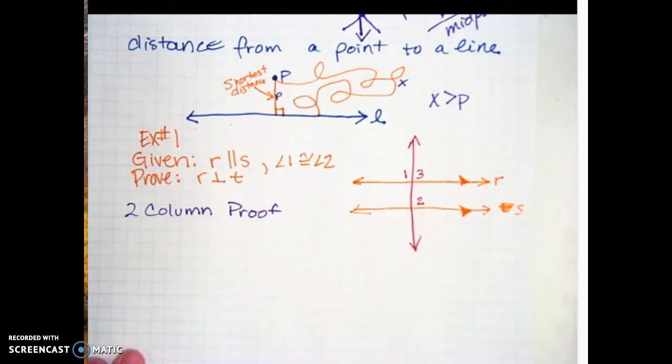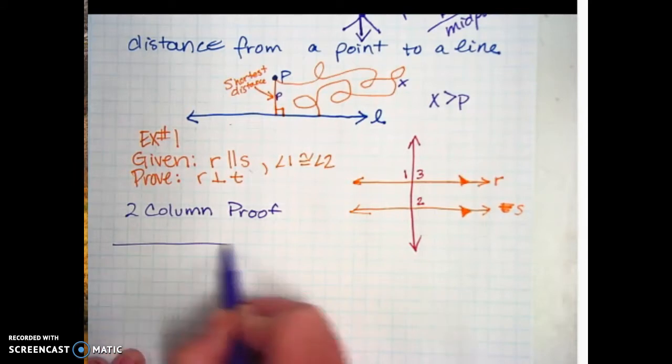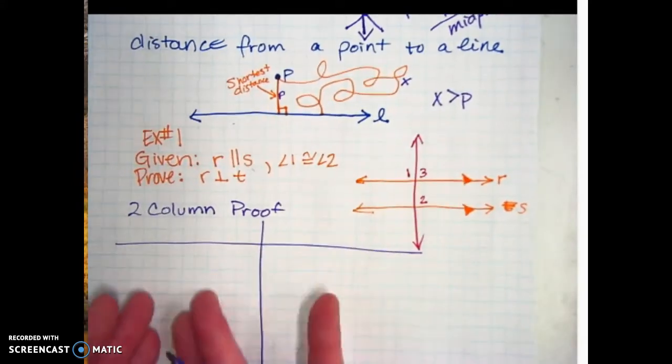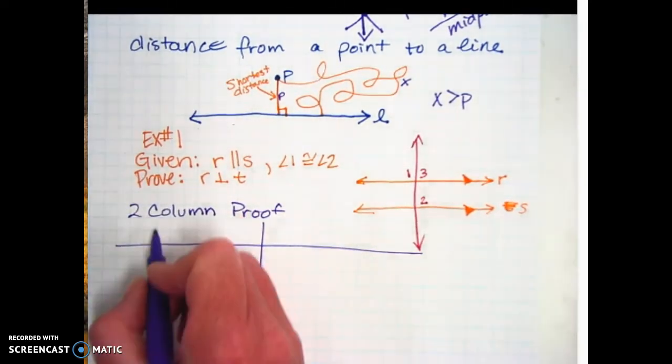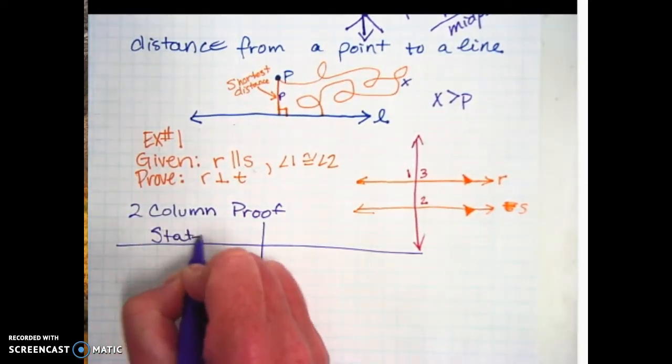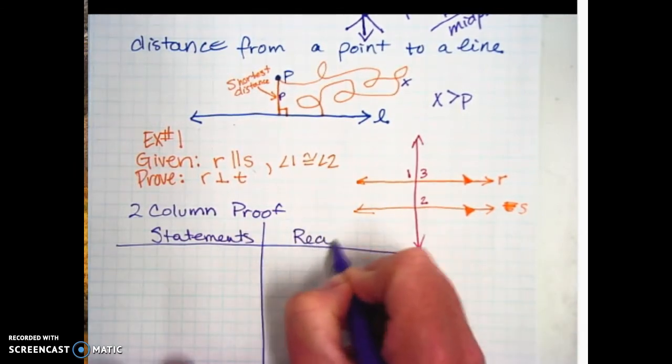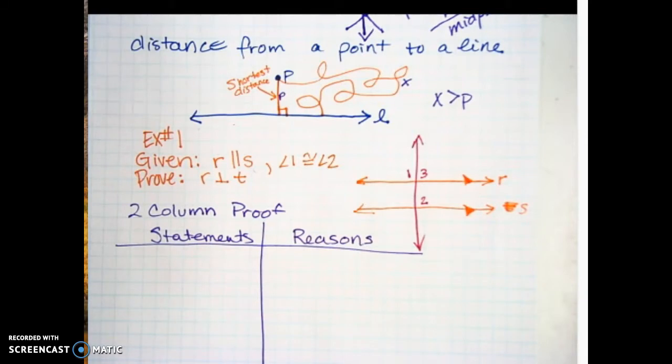Okay, for a 2-column proof, you need 2 columns. So you're going to draw a little table with 2 columns in it. In the column on the left, you're going to have some statements. And in the column on the right, you're going to have what we call reasons. Reasons can be anything from definitions to theorems to corollaries, anything that you have learned so far in geometry that will help you prove that your statements are true.